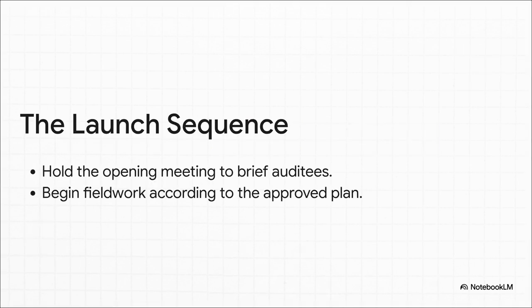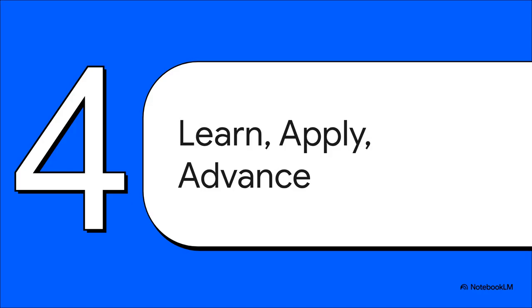So what does the launch sequence look like? It's really 2 key actions. First, you hold the opening meeting with the auditees. This is where you brief them on everything: the scope, the timeline, the logistics. And then, right after that meeting, you begin fieldwork. The audit is officially underway. So there you have it, the full 7-step process from start to finish.